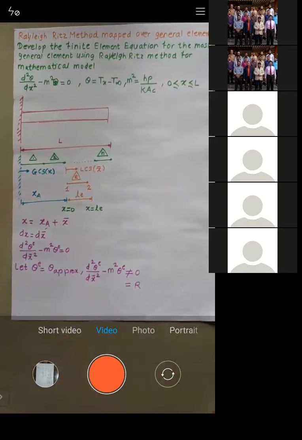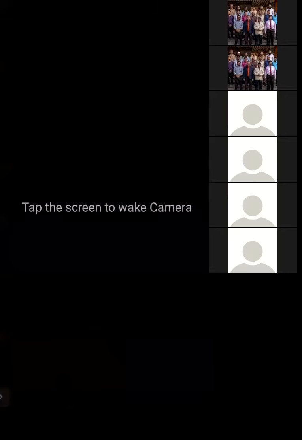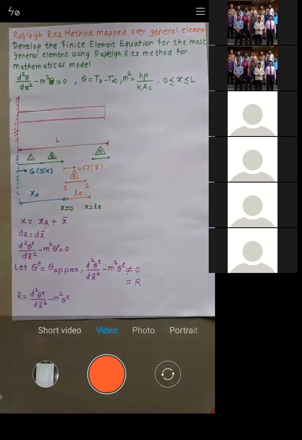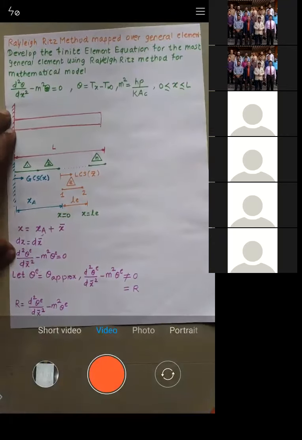So now let us solve this. We are interested in solving it. Let me write down the value of R. R is given by d square theta e by dx bar square minus m square theta e. This is the value for R.